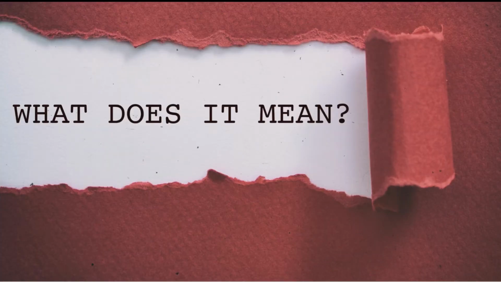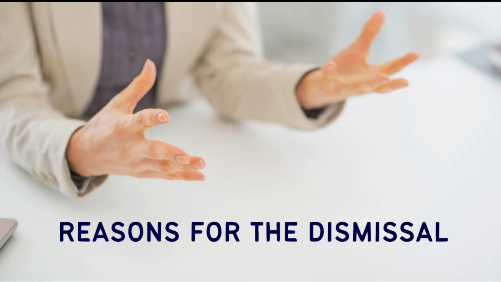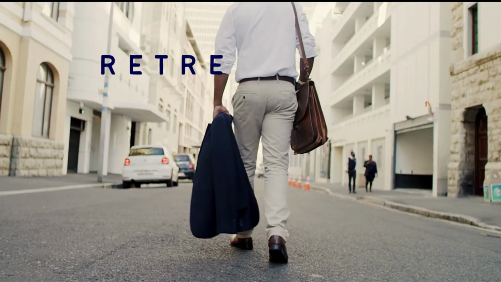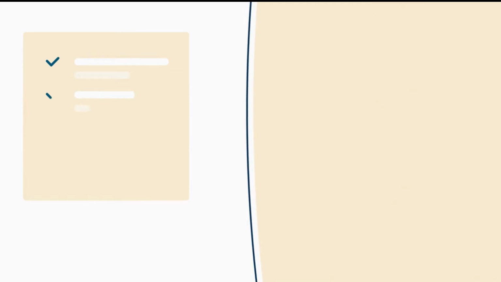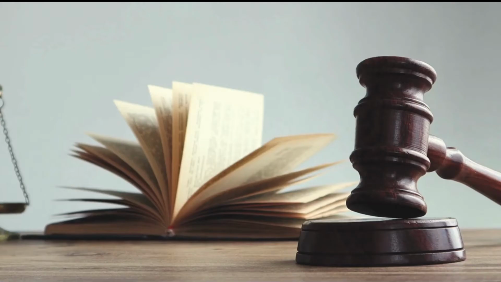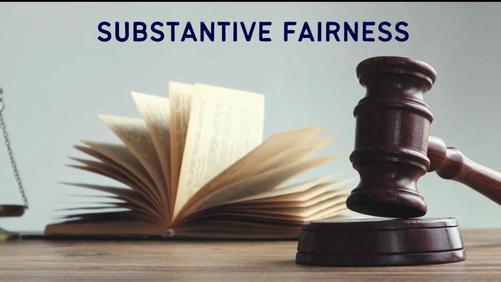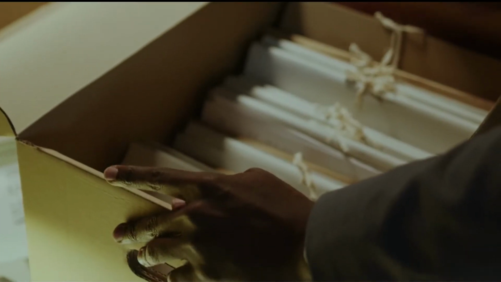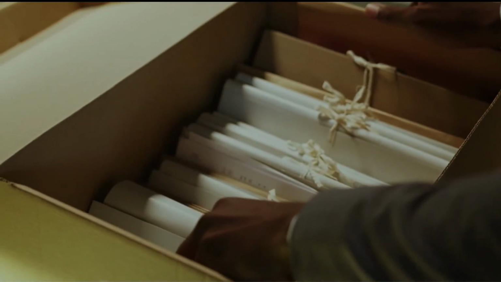What does substantive fairness mean? Essentially, that deals with the reasons for the dismissal. So that could be misconduct, it could be retrenchment, it could be incapacity, illness. There are numerous different reasons. Substantive fairness is basically dealing with the evidence in your particular situation. What evidence do I have that can prove my case at the CCMA?